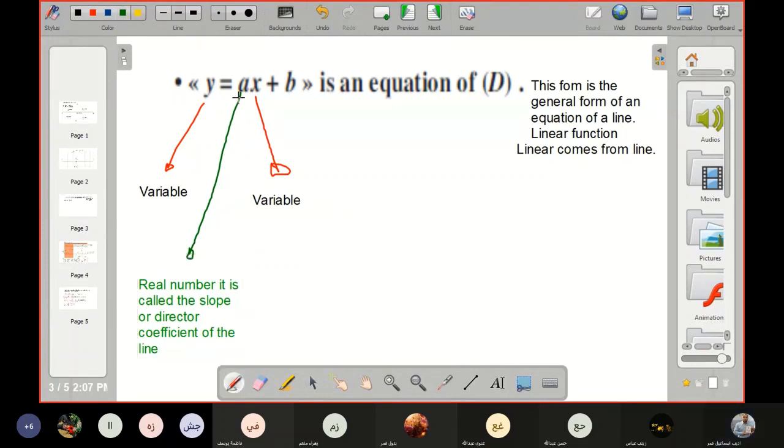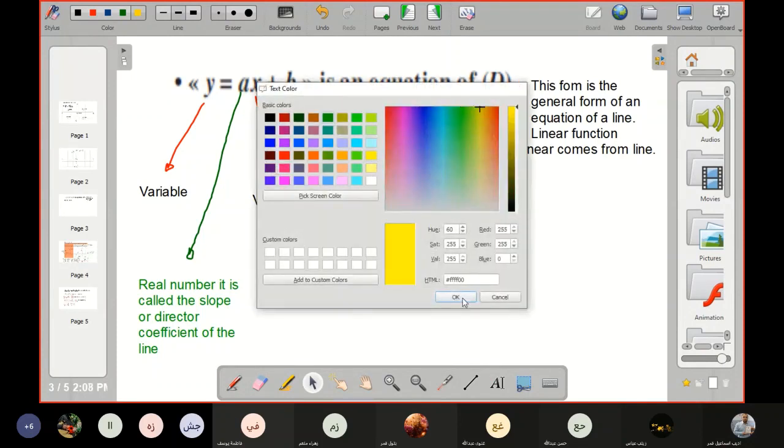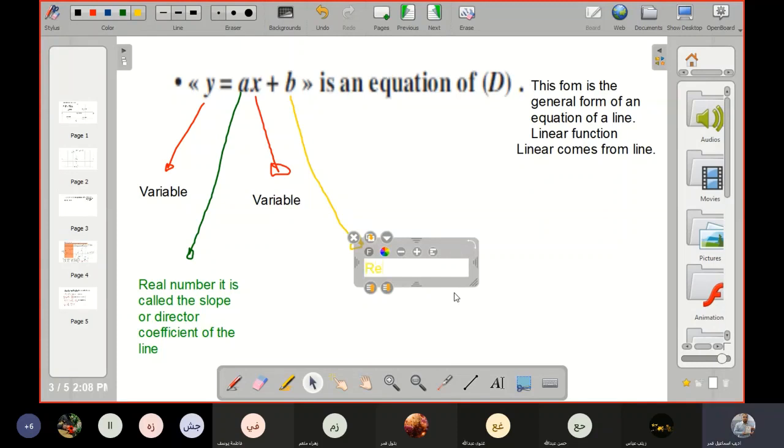B is also a real number. It is called the y-intercept, or the ordinate of origin of the line.